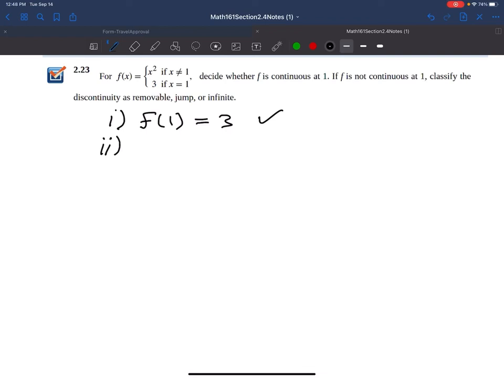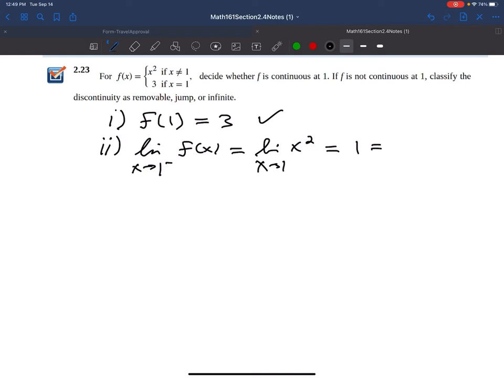Let's do criteria 2. We're going to take the limit as x approaches 1 from the left of f of x, which, since x squared is the definition of the function on both the left and the right-hand side of 1, because the only time that it's not equal to x squared is when we're right at 1, where the value is 3, then this is going to be the limit as x approaches 1 of x squared, which I can do direct substitution. That's just a polynomial, which is 1.